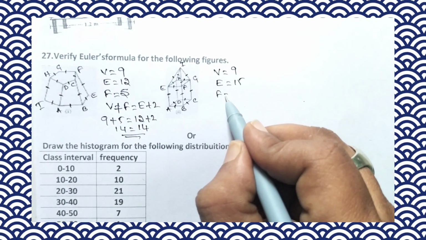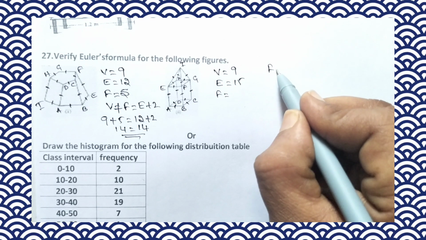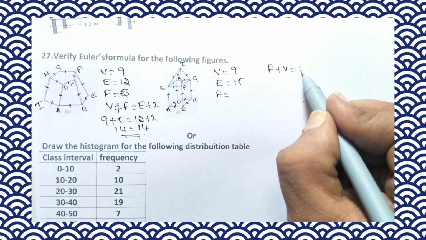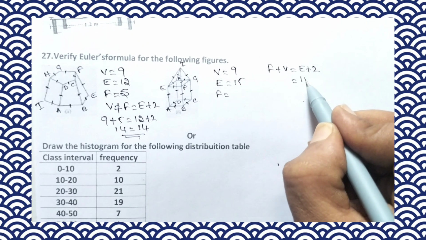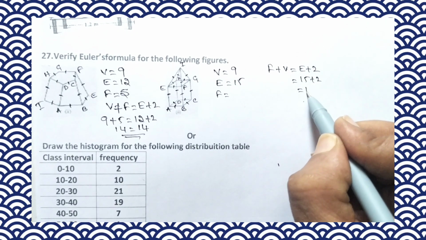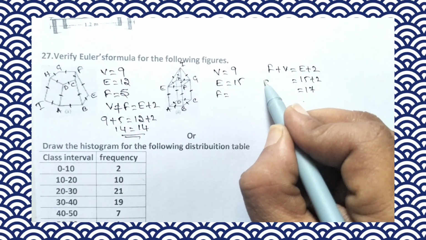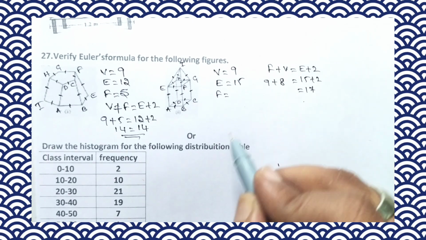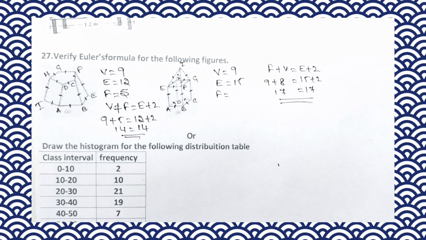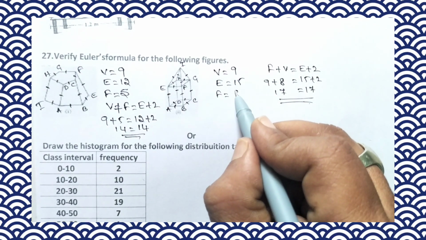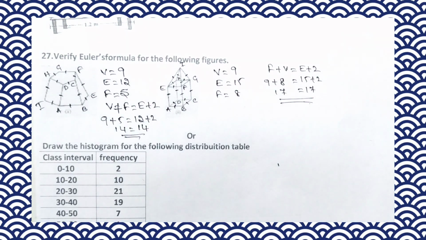Now to calculate the faces according to Euler formula: F plus V is equal to E plus 2. So E is 15, plus 2 is equal to 17. Here V is 9, so F is 8. 9 plus 8 is equal to 17. So how many faces are there? Totally 8 faces are there. Like this we have to calculate.